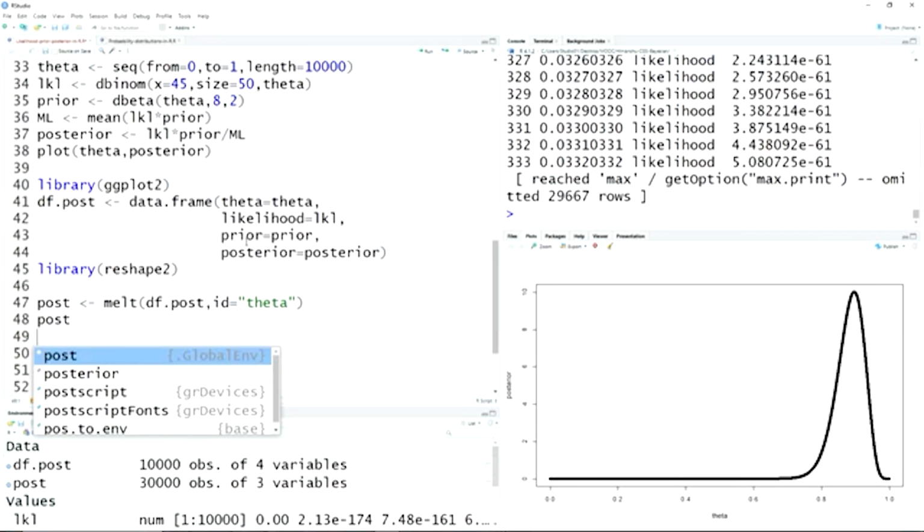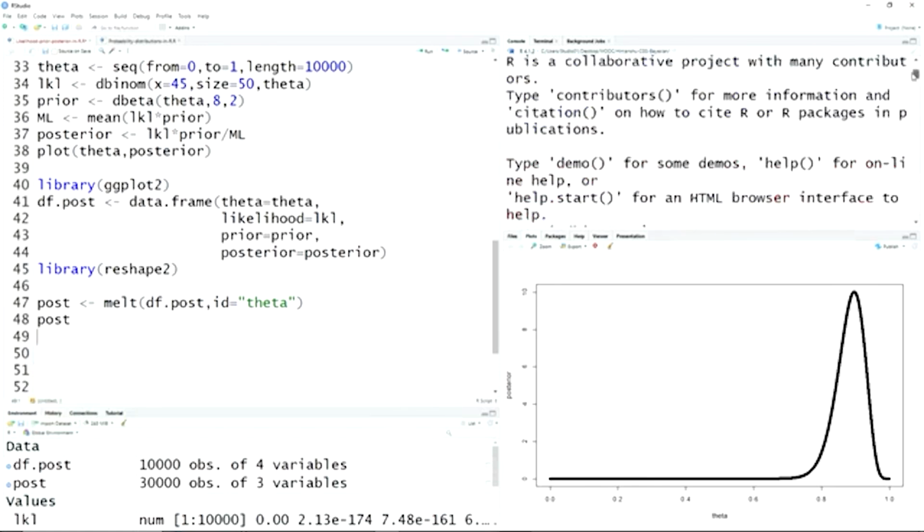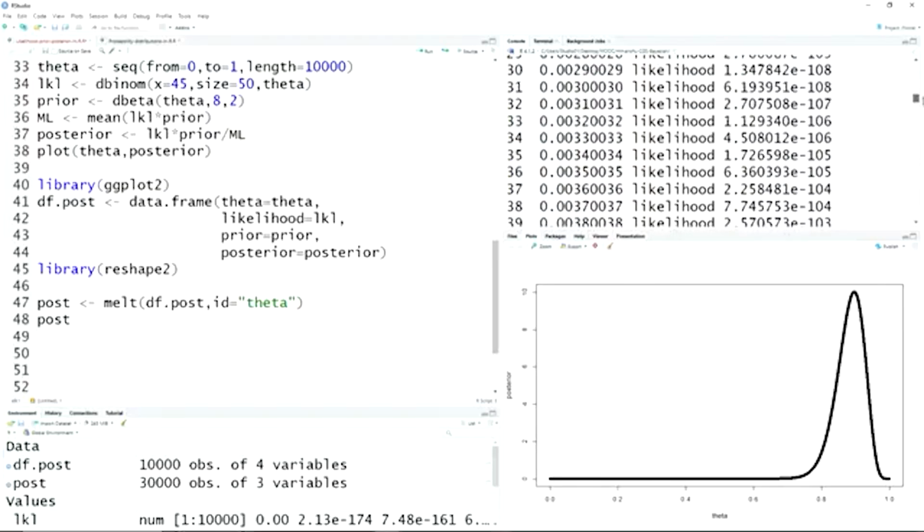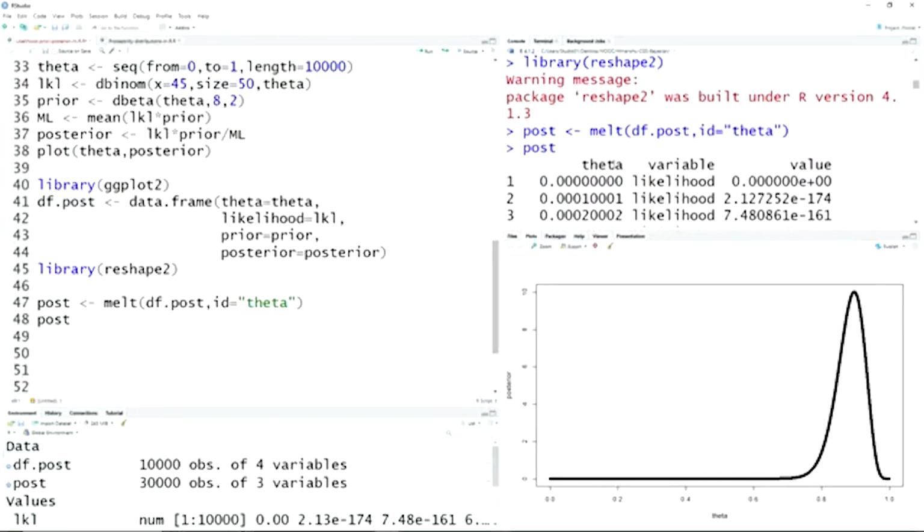Let me show you how it looks. So this will actually look like this. Theta and the corresponding variable: likelihood, and variables would have posterior, prior as well, and its value, right? So it would be useful for plotting this in ggplot, right? So let me plot this. So ggplot.